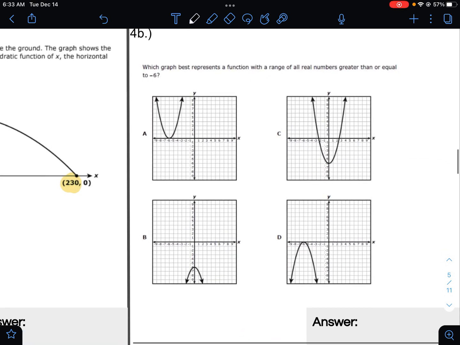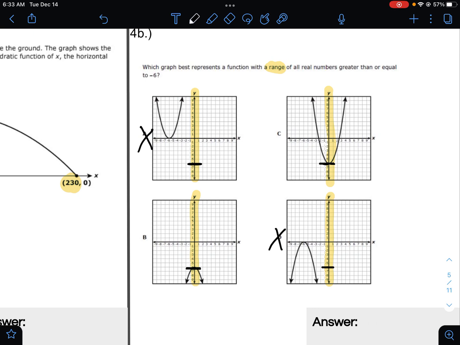Next, which graph represents a function with a range of all real numbers greater than or equal to -6? So what I would first do is highlight all my y-axis and put a line where -6 is on the y-axis. So our quadratic function should start there, which means we can eliminate A and D.